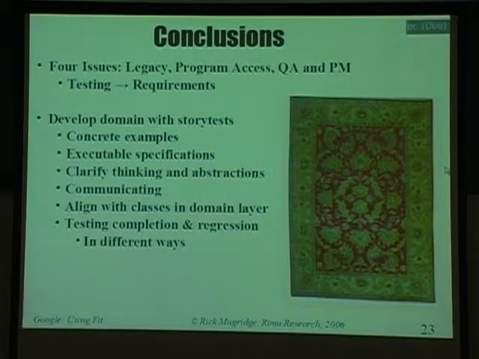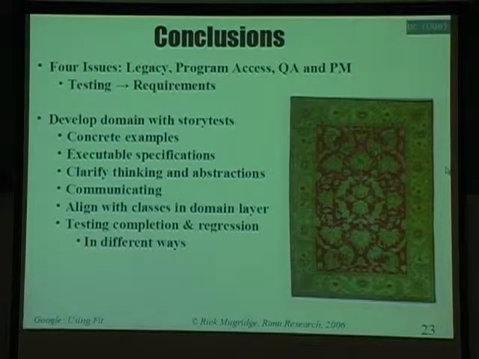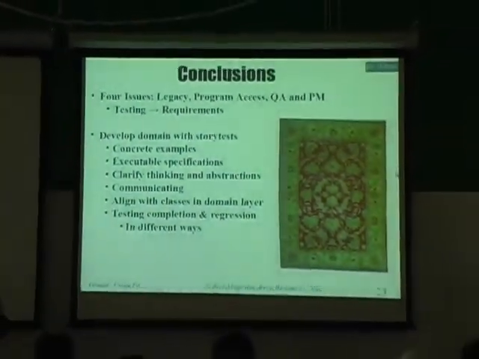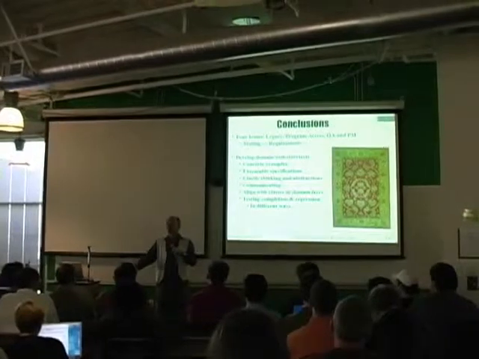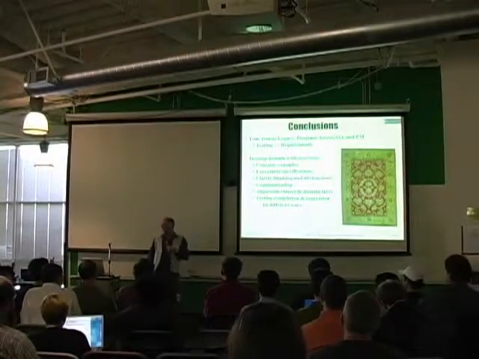Executable specifications, looking at story tests as saying what should happen as well as saying this has happened or not. Clarifying, a thinking tool, a communication tool, through domain-driven design, an alignment between story tests at a domain level and the classes within the system that are representing domain objects. And then using story tests for testing and other things in very general ways. Okay, so that's my message. The book that you have available to you covers a certain amount of that. Okay, so I'm ready for questions.